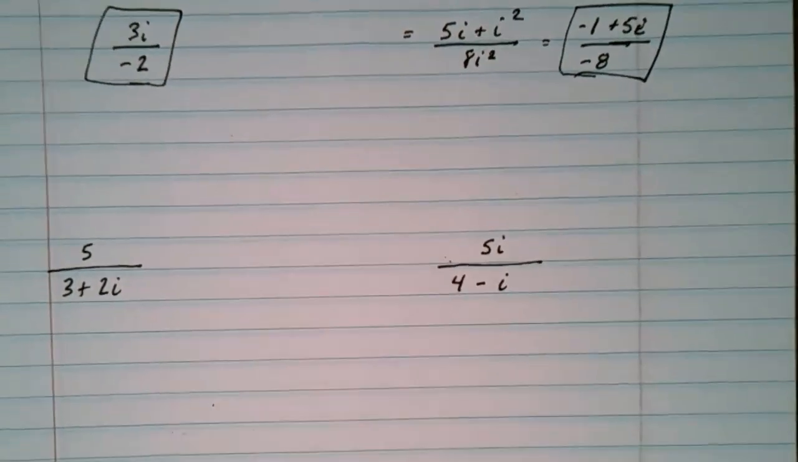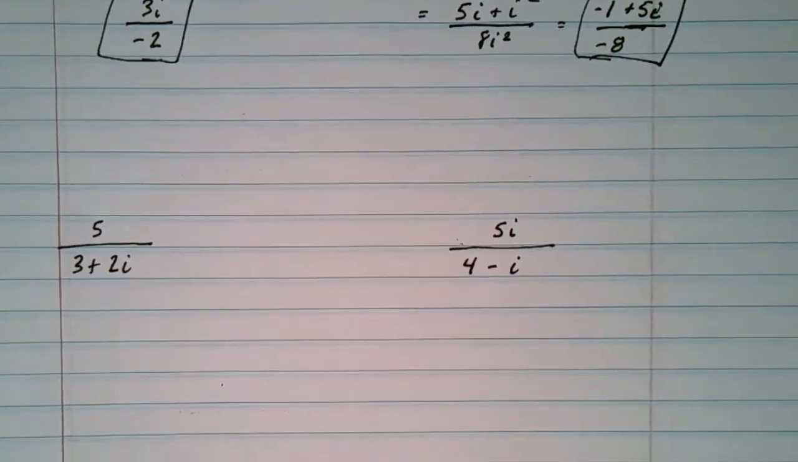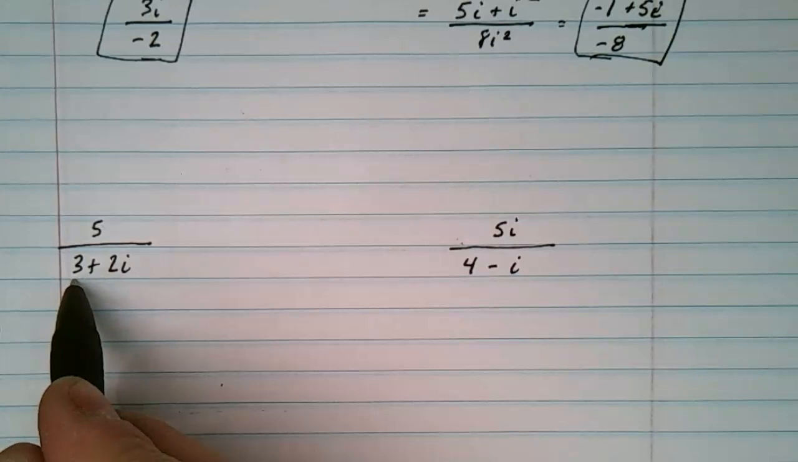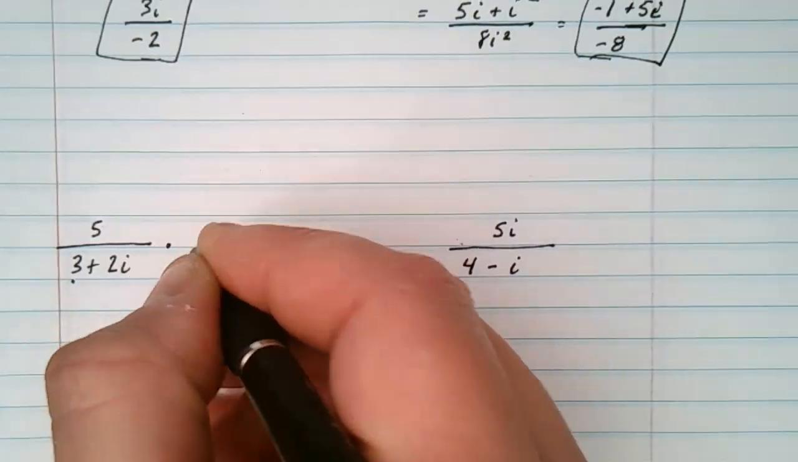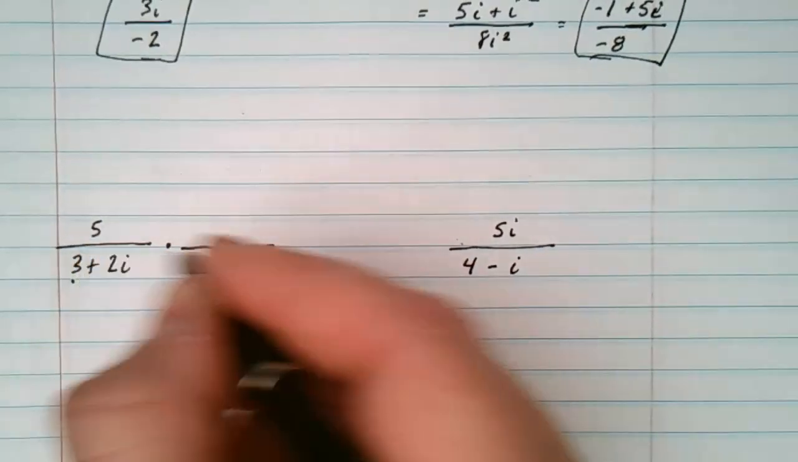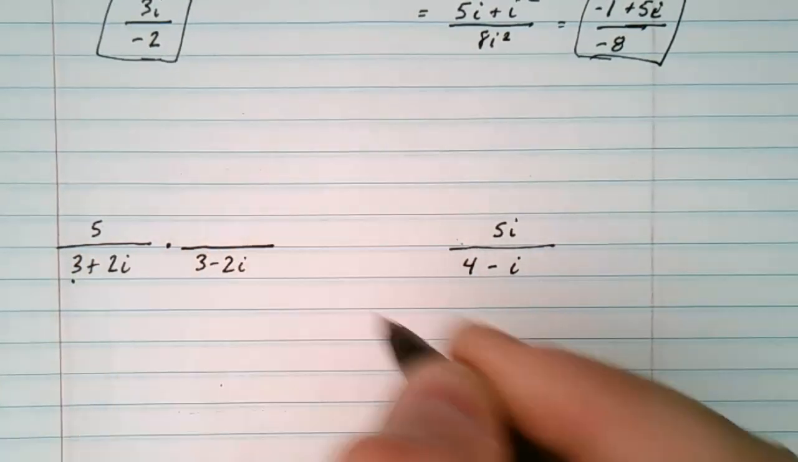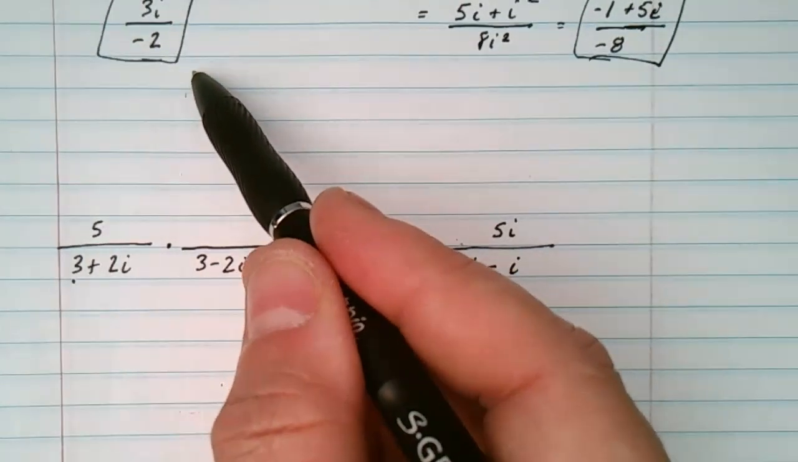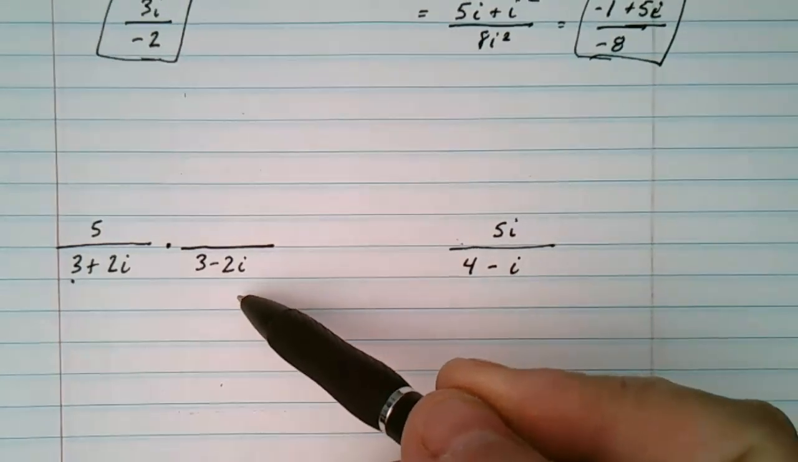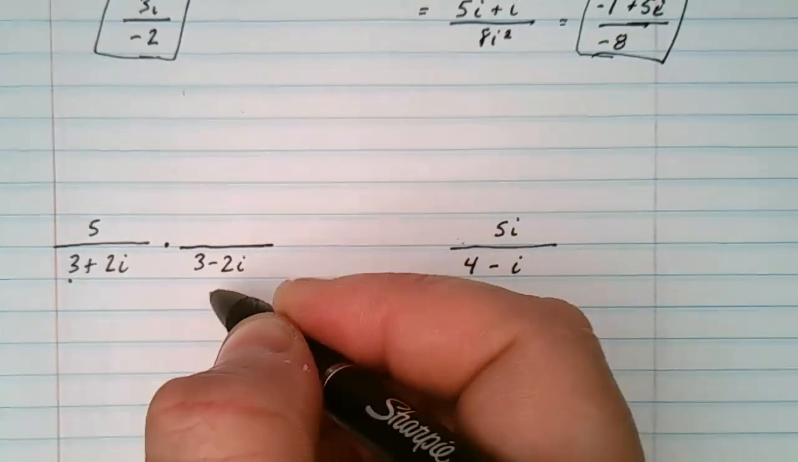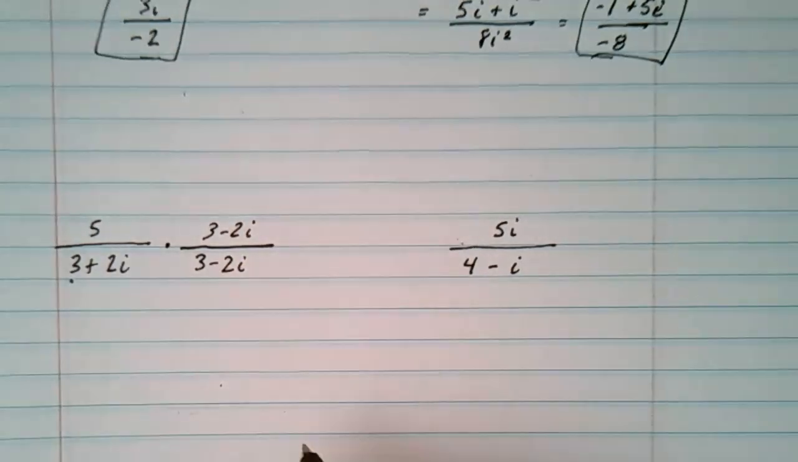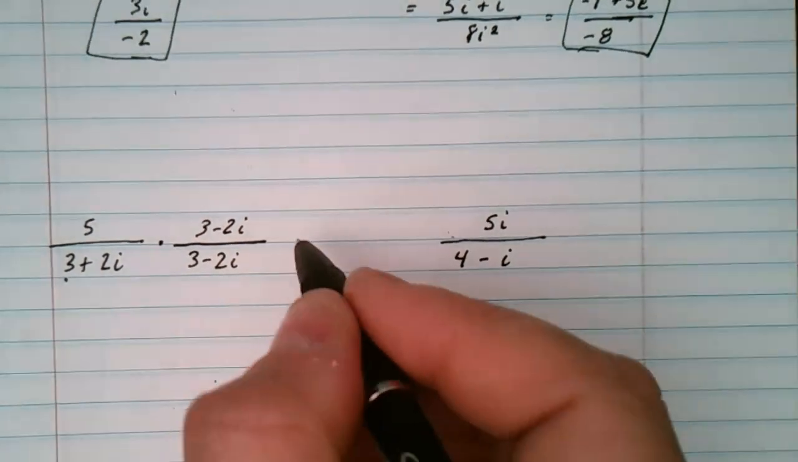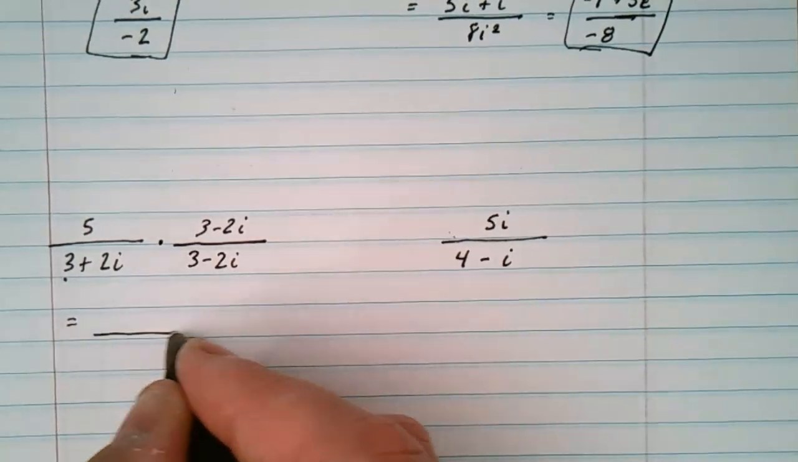Now, if you have a denominator that is truly a complex number, that is 3 plus 2i, so there's a real part and an imaginary part, multiplying by i does not get rid of the imaginary part of that denominator. Instead, you have to multiply by the conjugate. The conjugate of 3 plus 2i is 3 minus 2i. And just like up here, when we multiplied by 1, down here, you're also going to multiply by 1. So what that means is if you multiply by 3 minus 2i on the bottom, you've got to multiply by 3 minus 2i on the top. Okay? So we're going to distribute, we're going to simplify, and we're going to see what we get.